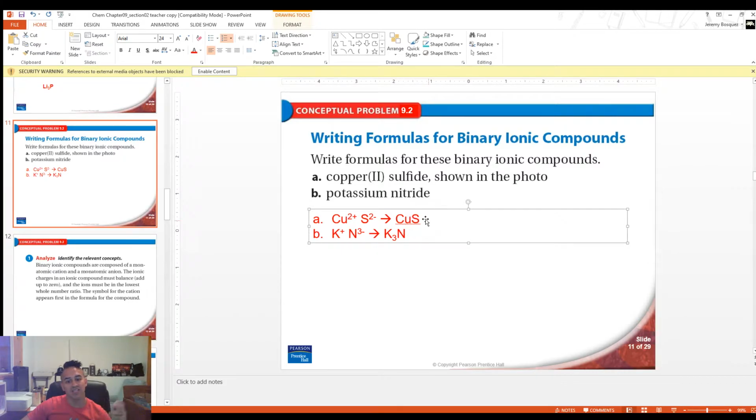The last thing you have to do is simplify or reduce the numbers if you can. So in the first one, since it was 2 and 2, you could put 2 and 2 down here, but since they're both 2s, you can divide a 2 from both and they simplify down to 1, which is why in the chemical formula there's no numbers.